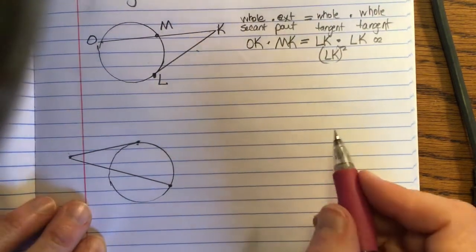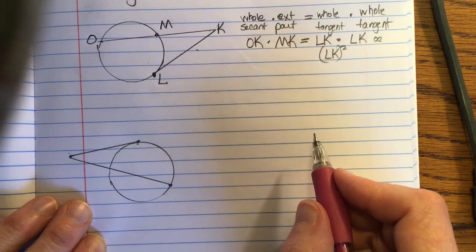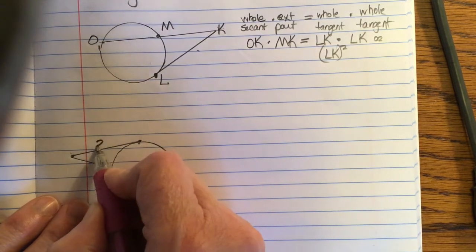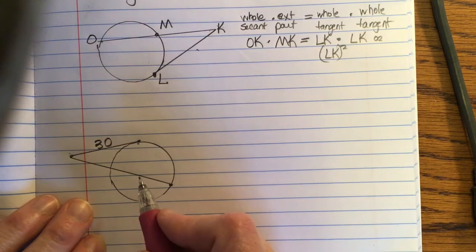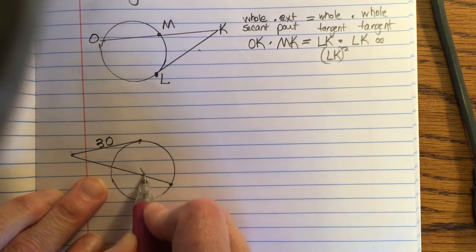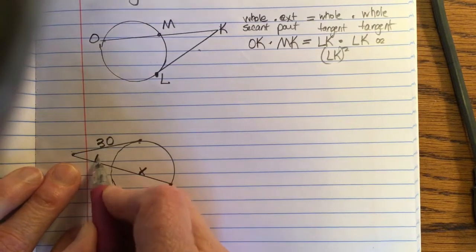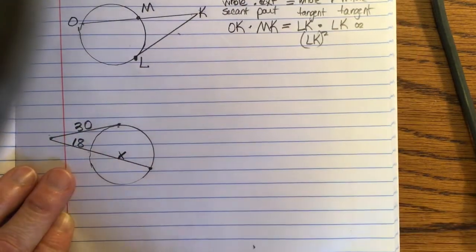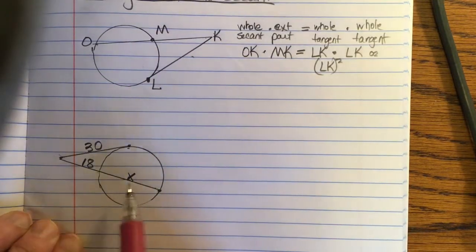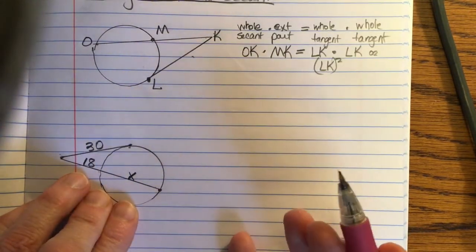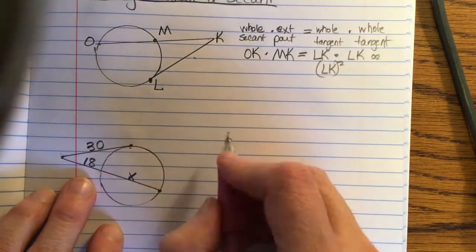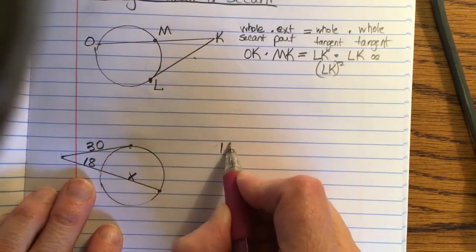So, let's try one. Let's let our tangent be 30. Let's let our inside part of our secant be x. And let's let our outside part be 18. So I'm going to go back up here, and the whole secant is this part. So I'm going to do it first. Didn't matter. You can do either side first, but I just thought I'd do what I had up here. So the whole secant would be 18 plus x, or x plus 18, whichever way you want to say it.